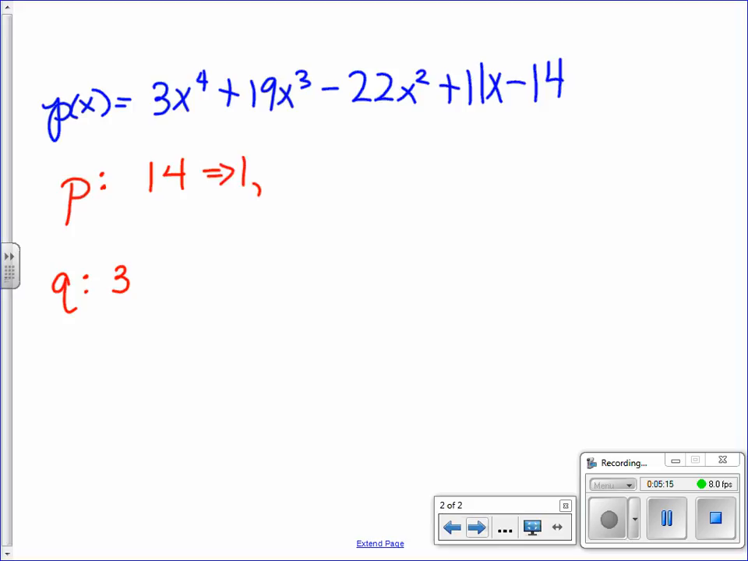1. Okay, but let me ask you something. If I multiply 1 and 14, I get 14. What happens if I multiply negative 1 and negative 14? You get 14. This is actually negative 14, so what happens if I multiply a negative 1 and a positive 14, or a positive 1 and a negative 14? You've got to put plus or minus on all of these. Alright, what about my Q's? Plus or minus 1, plus or minus 3.